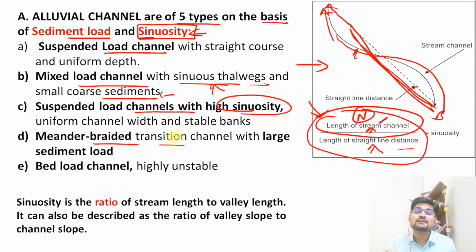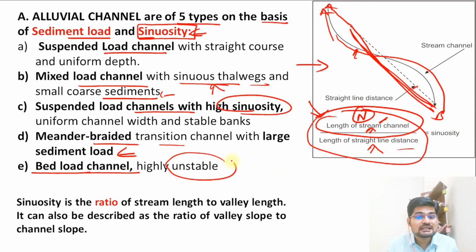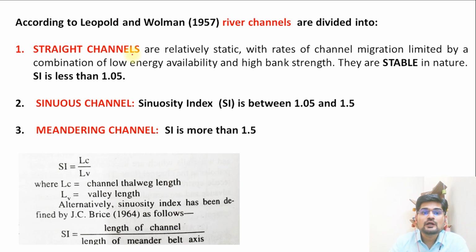The name itself says it is meandering and braiding at the same time with larger sediment load. And the fifth type is the bed load channel, where there is lots of bed load condition. So it is highly unstable in nature. Now, according to Leopold and Wolman, 1957, river channels are divided into these three types as well.